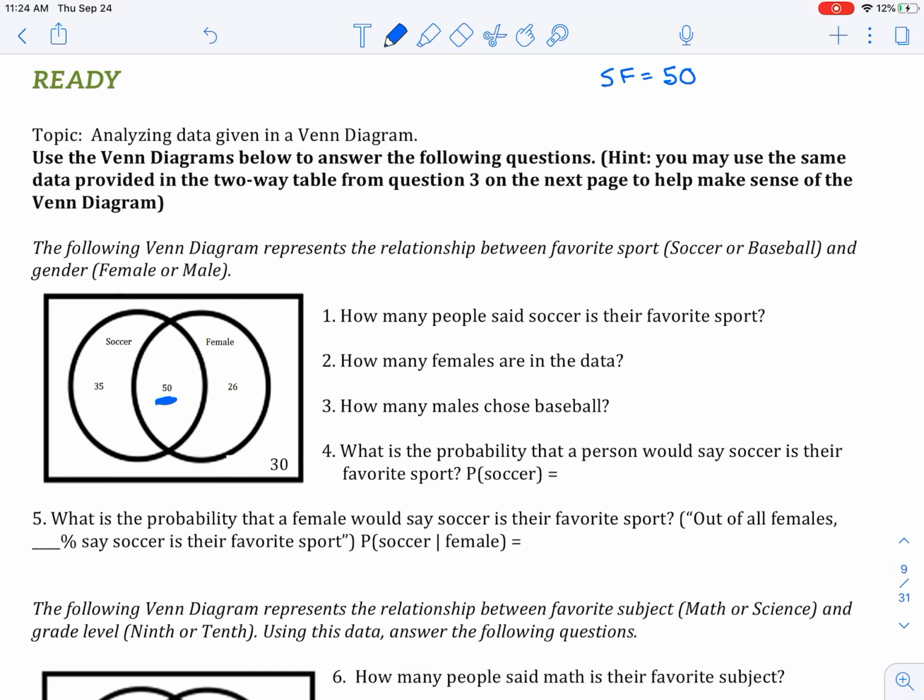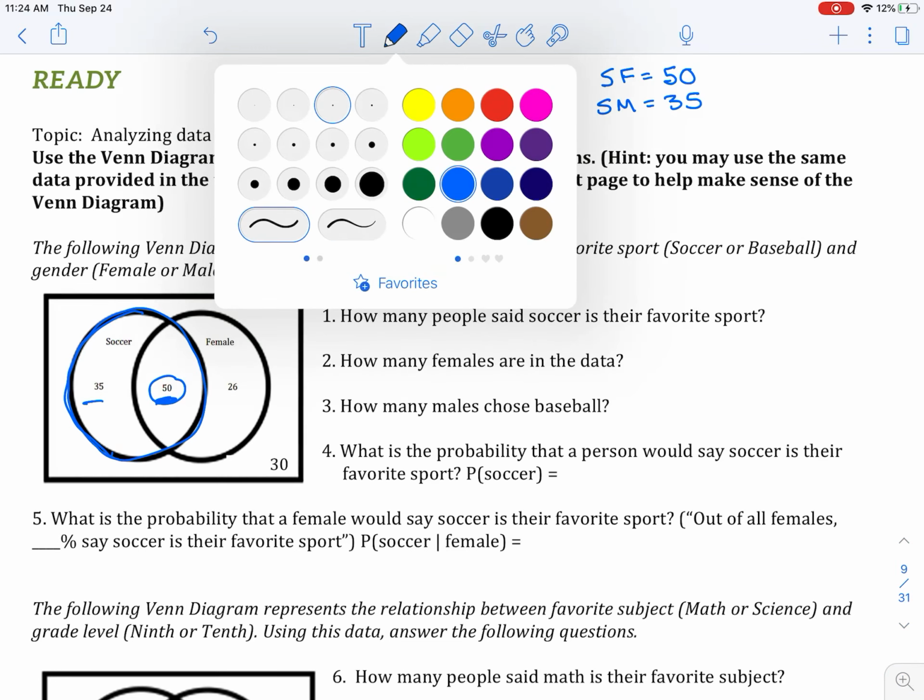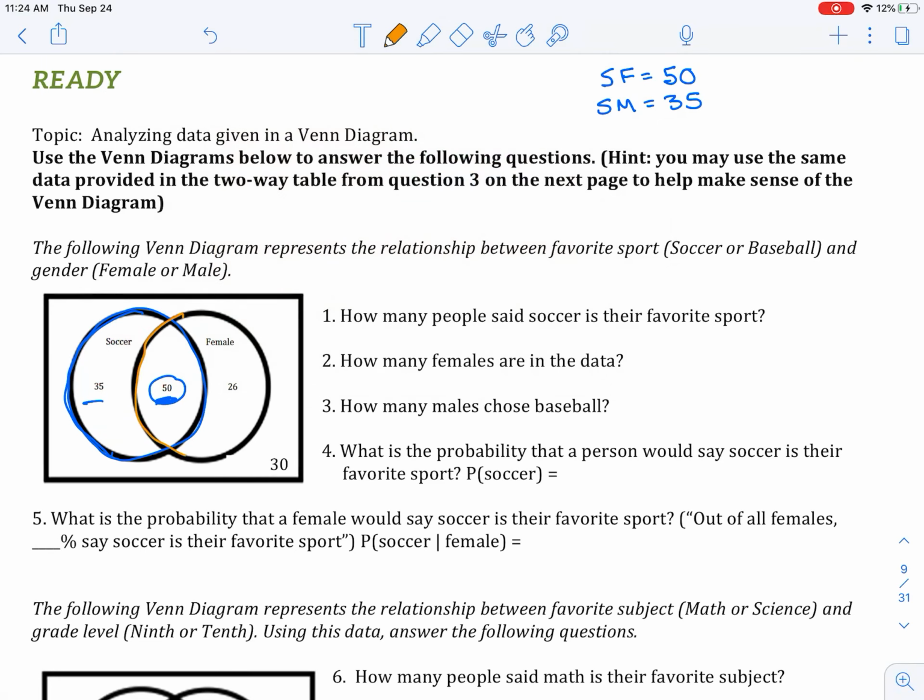Well, now I might look at my soccer circle. Here's my soccer circle, right? And if 50 of them are male, that leaves soccer male to be the other number, which is 35. Now I would glance over at the female circle, which I'll just do in orange. So look at this circle. We already determined that the 50 is soccer. So this must be another sport. What's my other possible sport?